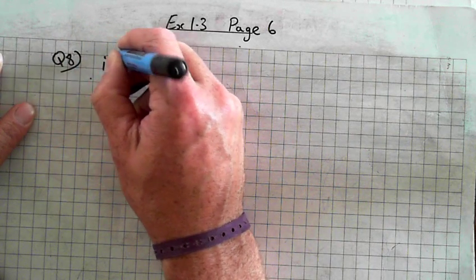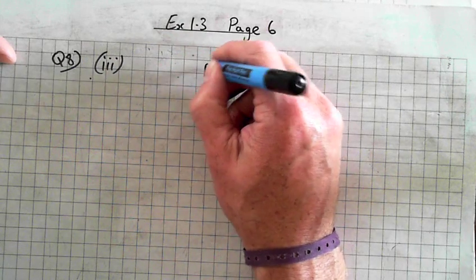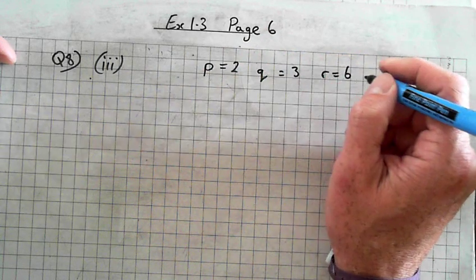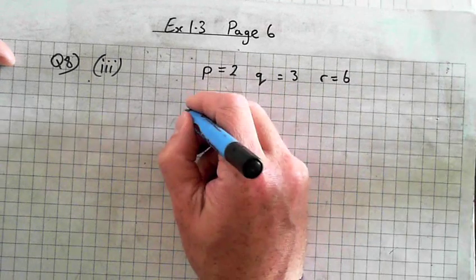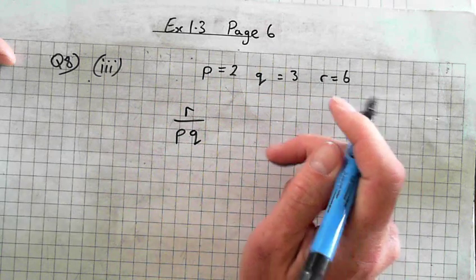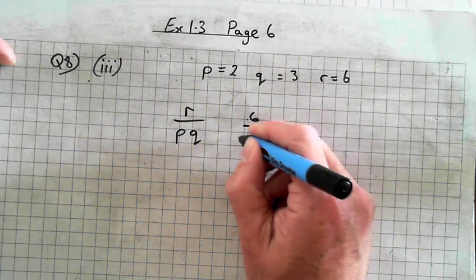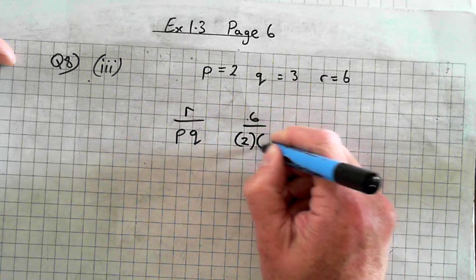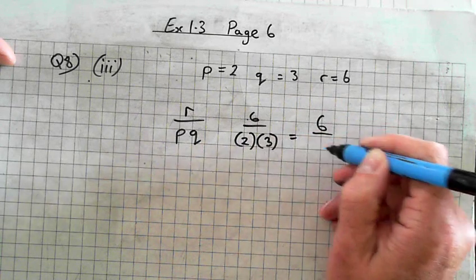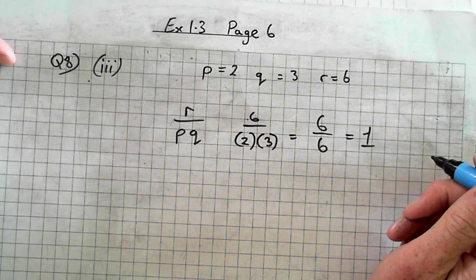Question 8, part 3. Okay, so the values are p is equal to 2, q is equal to 3, and r is equal to 6. So part 3, r over p times q. So r is 6 over p, 2 times q, 3. So 6 over 2 times 3 is 6 over 6, which is equal to 1. Is that easier now? Yeah.